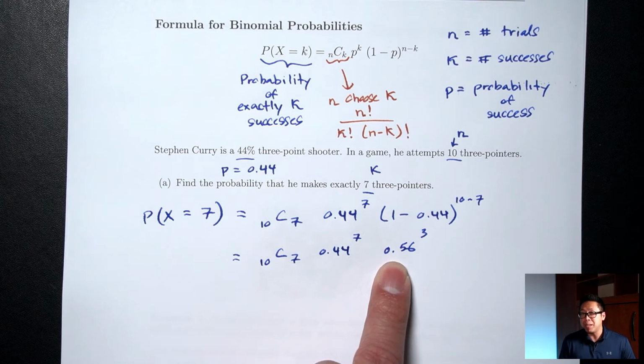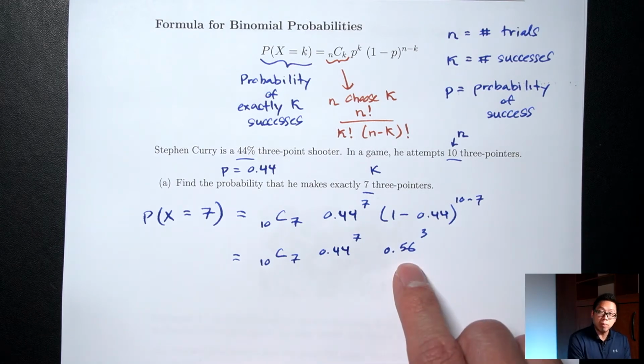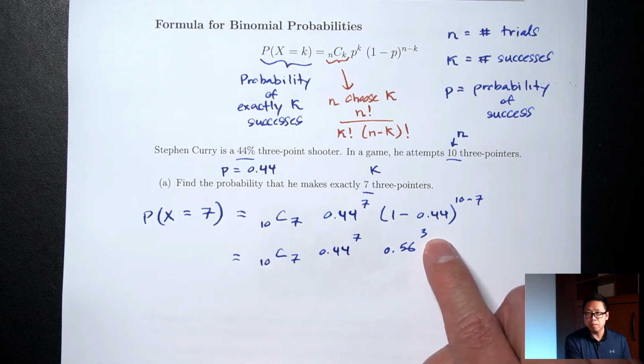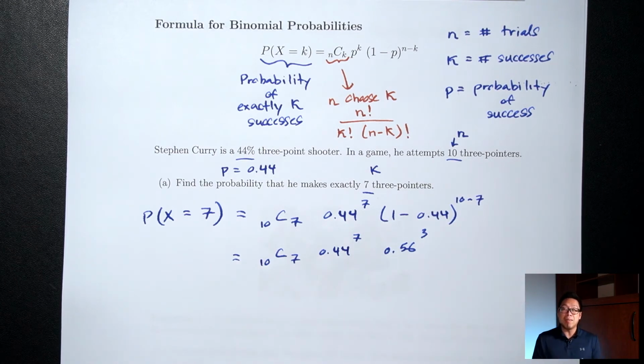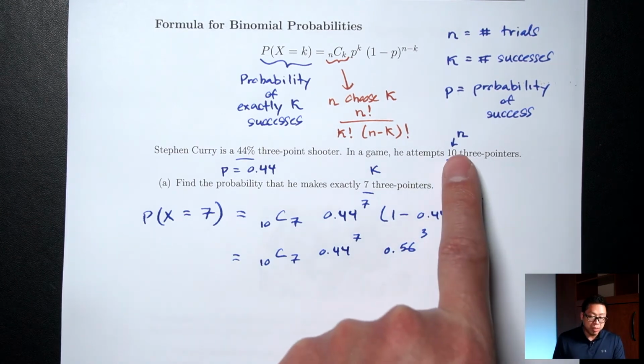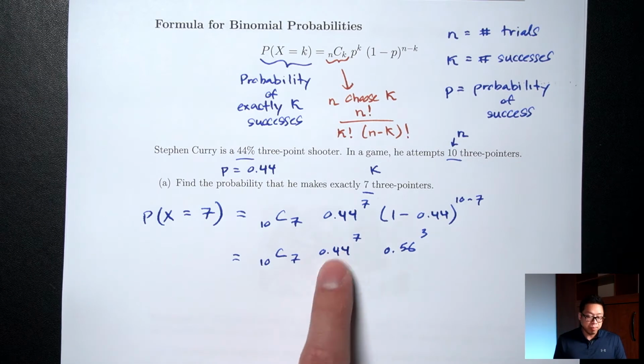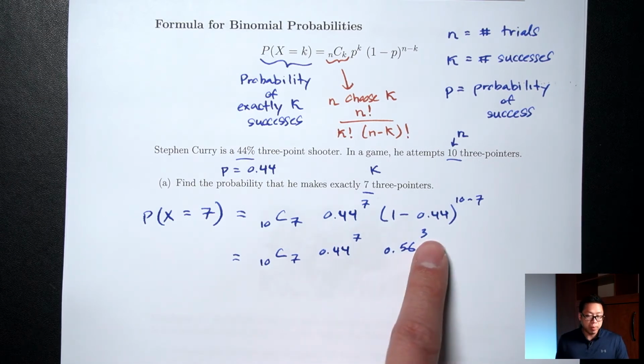The complement of making it. So what's the complement of making it? The complement of making it is missing, right? So 0.56 is the probability that he misses, and we want him to miss 3 times, right? That's what it means for him to make exactly 7 three-pointers out of 10. So we want him to make it 7 times, and we want him to miss 3 times.